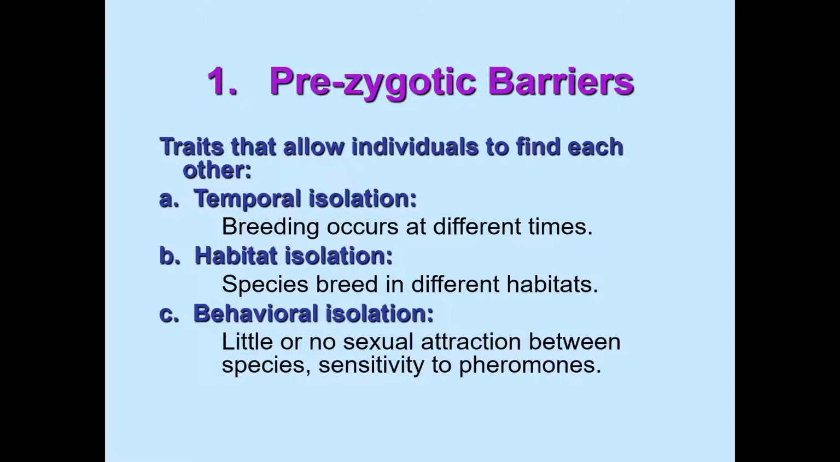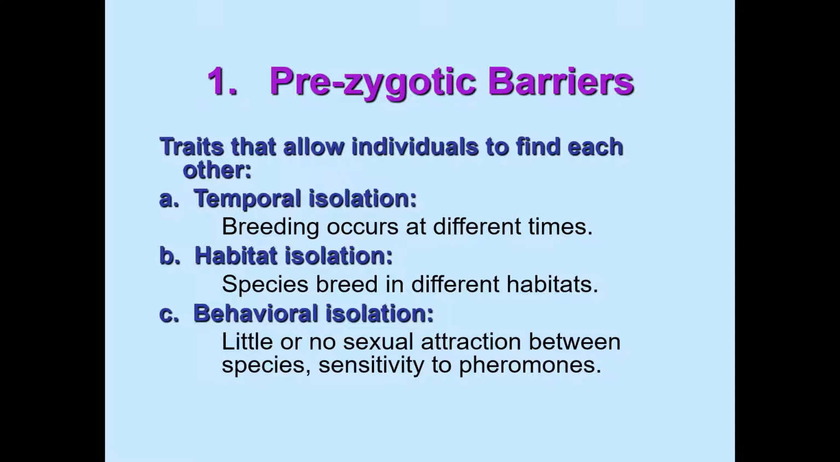Now, we're going to go through this pretty quickly. Prezygotic barriers: you can have temporal isolation, where breeding occurs at different times. Animals can be in heat at different times, things like that. You can have habitat isolation. They can just be far apart from each other and live in different habitats. Or you can have behavioral isolation. You can have little or no sexual attraction, and they can also not be sensitive to each other's pheromones, things like that.